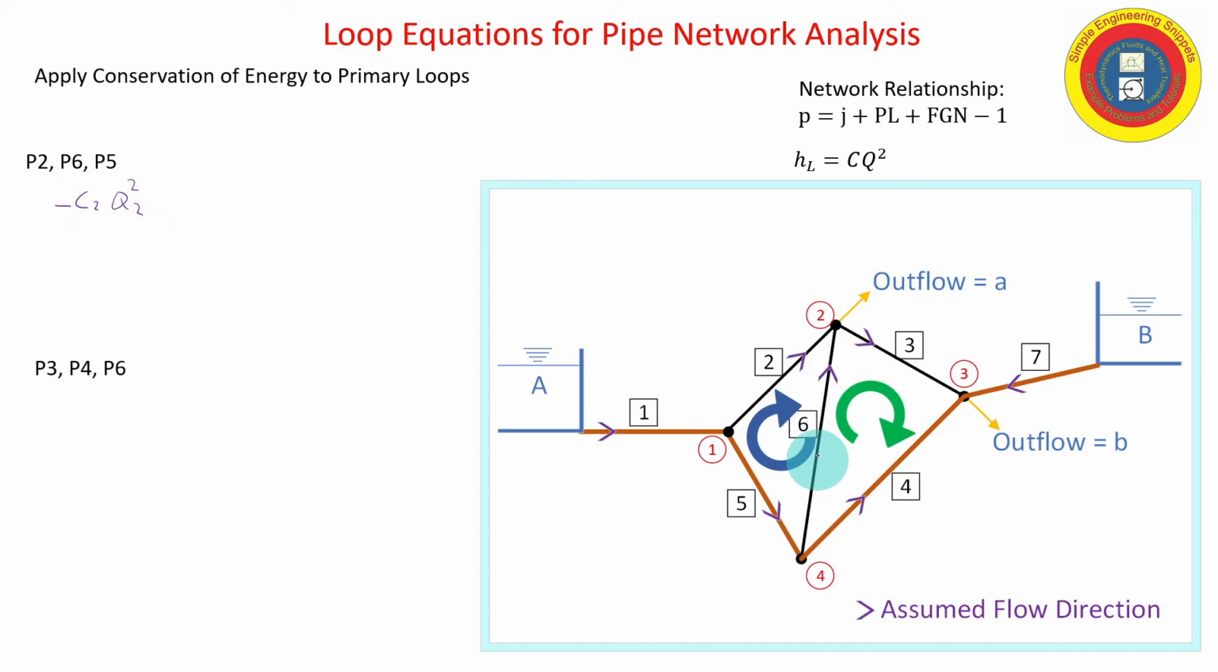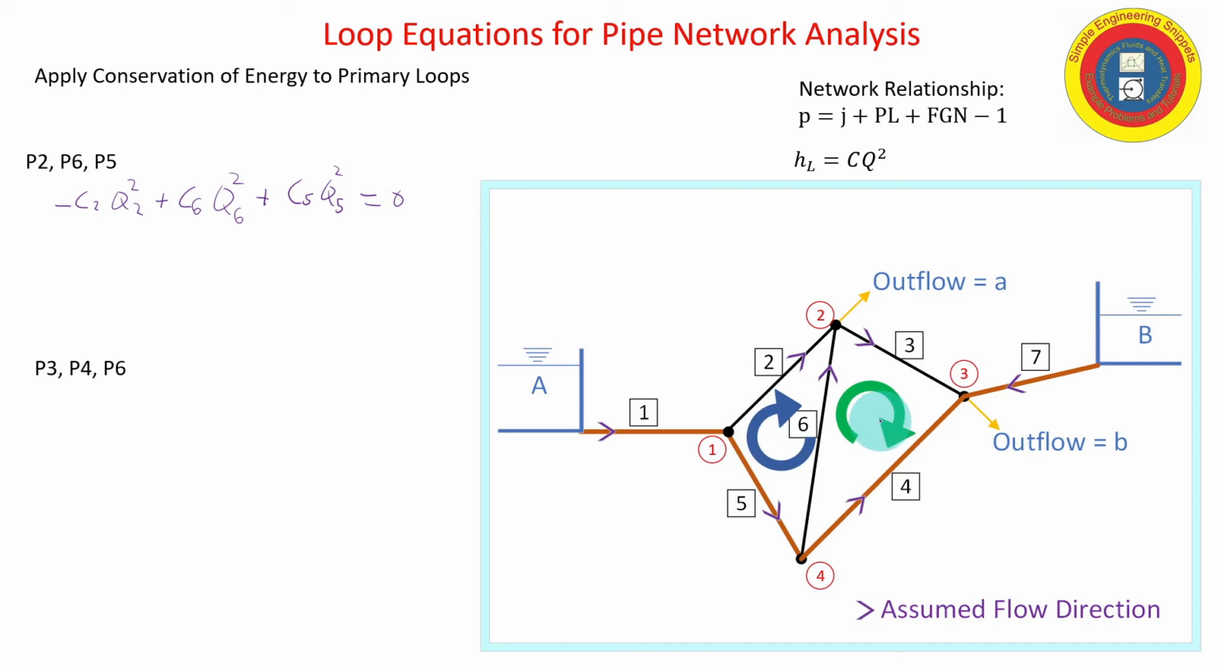And now in pipe 6, I'm going in the opposite direction of the assumed flow. So that's going to be plus C6 times Q6 squared. And then taking me back to junction number 1 in pipe 5, again, I'm going in the opposite direction. So the head loss is a head gain. So I have plus C5 Q5 squared. And that's equal to 0.